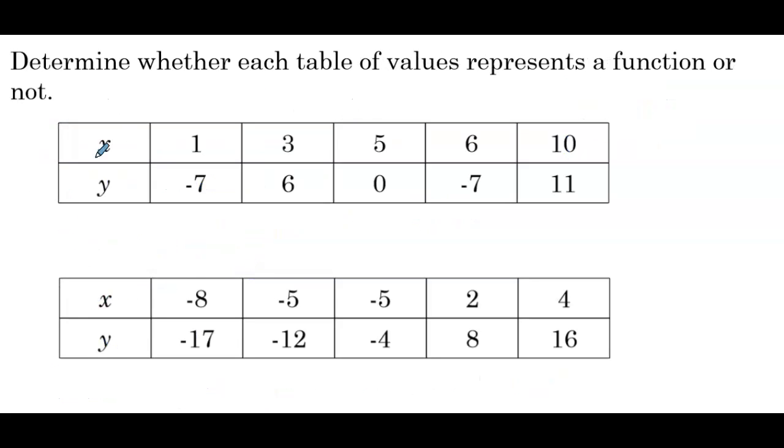Now we have the relation represented as a table, so determine whether each table of values represents a function or not. So again, x is the input, right? So we can label that next to it. Input, output. Right? So input 1, output -7. Input 3, output 6. Input 5, output 0. Input 6, output -7. Input 10, output 11.